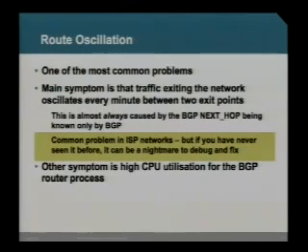And if you've only got a few prefixes in your network or in your BGP, you're not really going to notice that you have the problem. So when you start getting into the realms of serious fractions of the full internet routing table, you'll run into this one. The main symptom is that traffic exiting the network oscillates every minute between two exit points. And the key is every minute. That's the big hint. And this is almost always caused by the BGP next hop being known only by BGP.